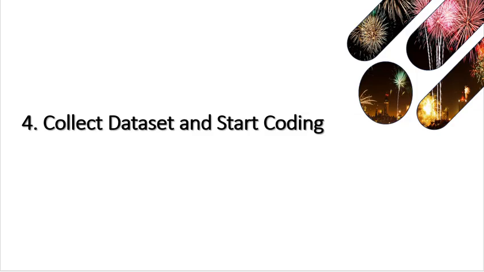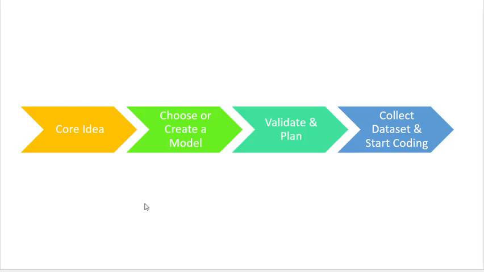Now these are the four steps. As I have told you, these are the only four steps based on my research work which I am doing currently. I have prepared this video, no? So see, the first thing is the core idea. If you have an idea, then you need to plan it, like note it down. This is actually the problem statement. After that, choose or create a model. You can go with an existing model or you can create your own model. Then validate and plan.